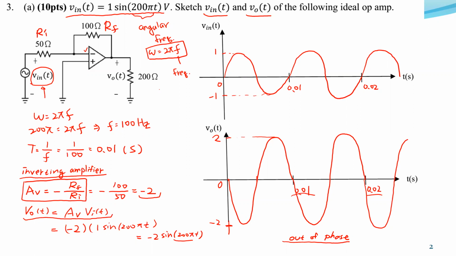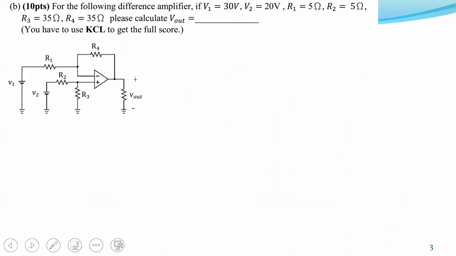OK, let's look at the second problem. Okay, for the following amplifier, it tells you all these values. It told you the value of V1, V2, R1, R2, R3, and R4. Please calculate the output voltage.